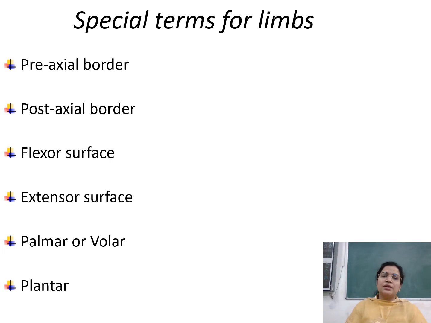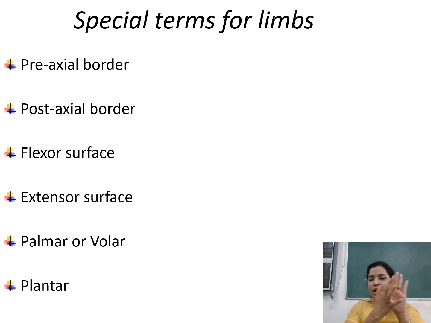Now what is the flexor surface? In the upper extremity, the anterior surface is the flexor surface, but opposite to that in the lower limb, the posterior aspect of the leg and the thigh is the flexor surface. Now the extensor surface: in the upper extremity, the back portion is the extensor surface, and in the lower limb the front or anterior aspect is the extensor surface.